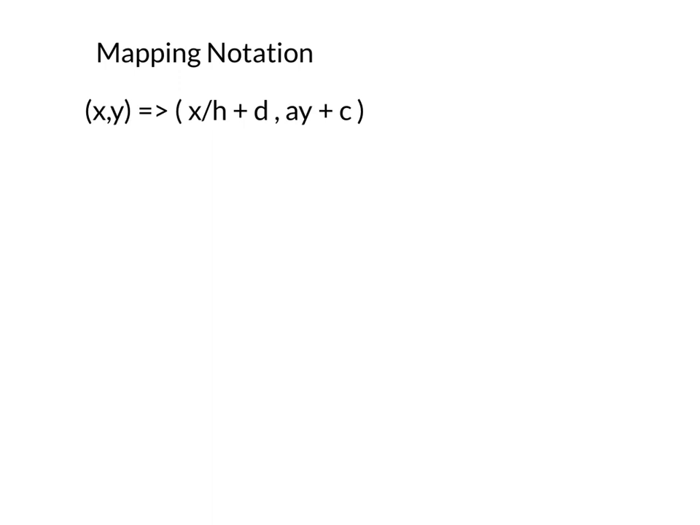Another topic to look at quickly is our mapping notation. We can all recall that our mapping notation takes our points x, y, and it transforms them using our transformations on x and on y. So we're going to apply our horizontal stretches or compressions using the value of h. We're going to shift left or right based on the value of d. We are going to stretch or compress vertically by a. We'll also reflect if a is negative. And we're going to shift up or down based on the value of c.